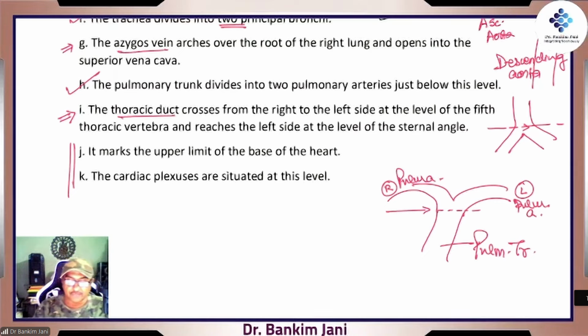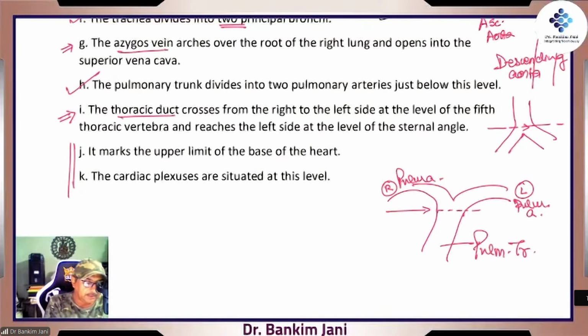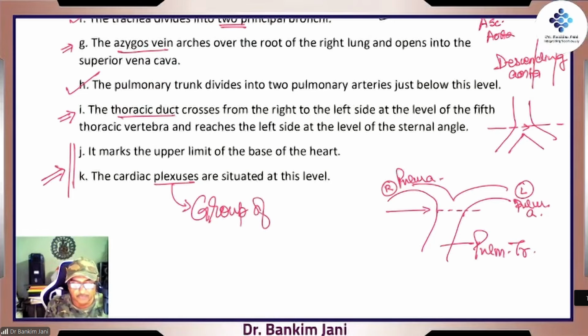But these are the things which we see once we dissect. Right now, we are not done with dissection, so that's why we just keep these points: the azygous vein, thoracic duct, and how the heart is situated on the heart. Plexus means it is the group of nerves.